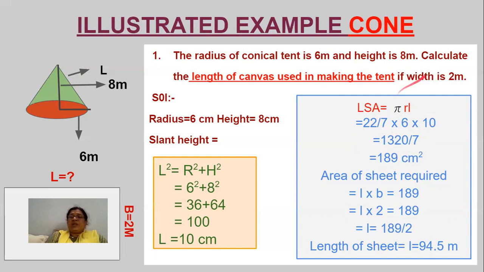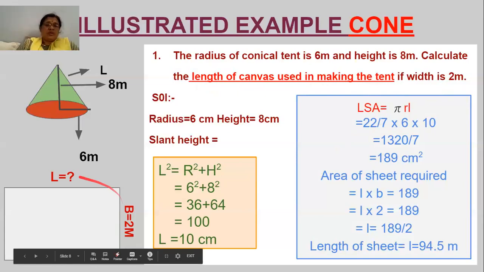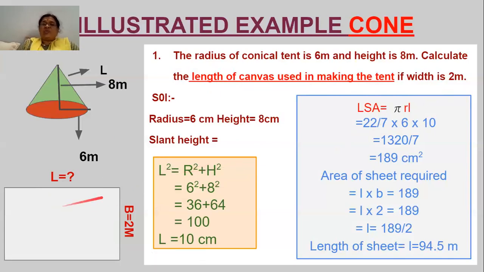See here, calculate the length of a canvas used in making a tent if the width is given. So what is given to you, which material is given to you? They have given a cardboard which is in a rectangular shape. This type of cardboard they have given, and the breadth of this cardboard he has already given, 2 meters, and he is asking us to find the length.